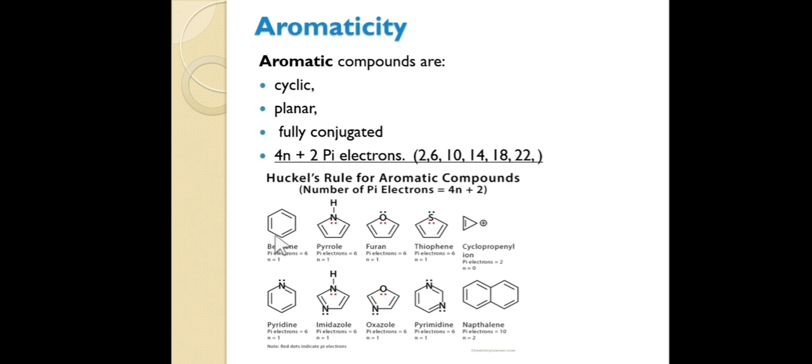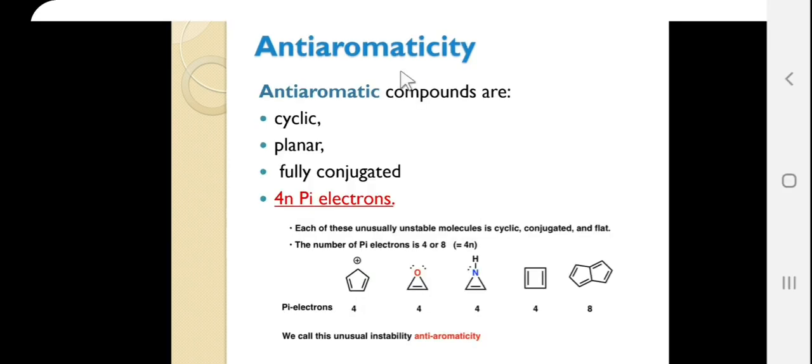They are benzene, pyrrole, furan, thiophene, cyclopropyl cation, pyridine, imidazole, oxazole, pyrimidine, and naphthalene. In this lecture, not only aromatic but anti-aromatic and non-aromatic compounds we will discuss. We will differentiate aromatic, anti-aromatic, and non-aromatic compounds. So friends, let's discuss anti-aromatic compounds.